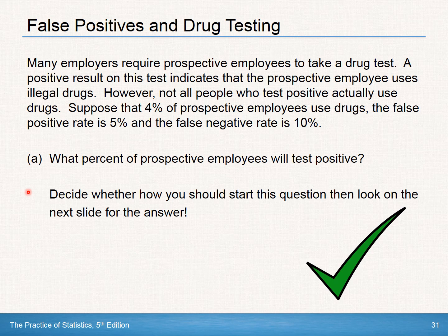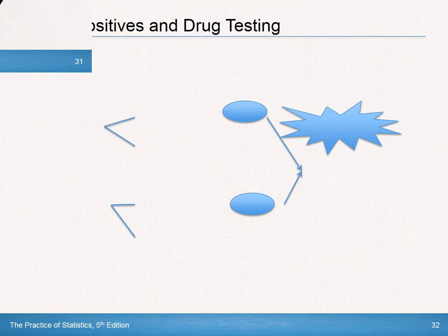Okay, so hopefully before we go on to the next slide, you all decided that you're going to use a tree diagram. Why would I use a tree diagram? The reason is you've got two things going on. You're talking about prospective employees using drugs or not using drugs, and then you're talking about a drug test. So I have two things: using drugs or not using drugs, and a drug test in order to tell whether or not they use drugs.